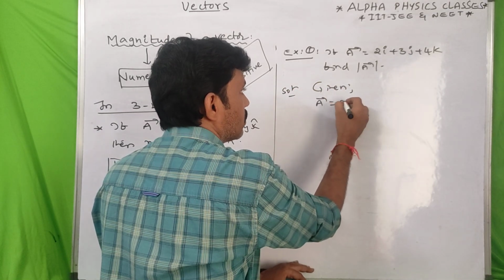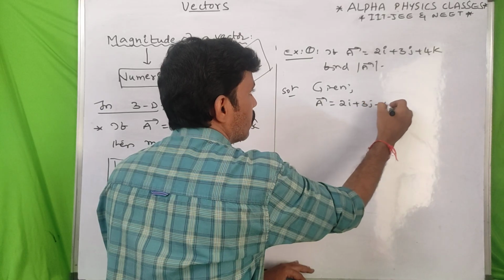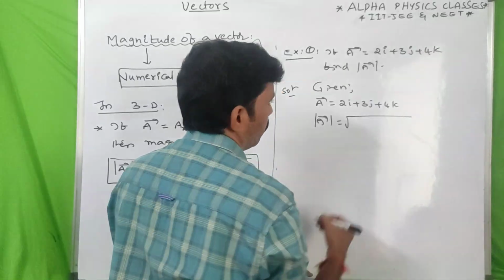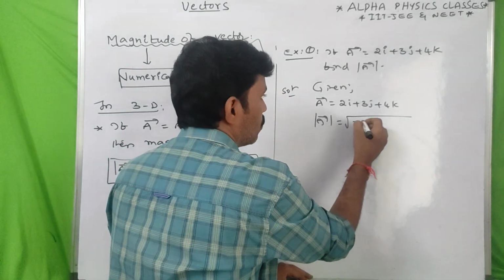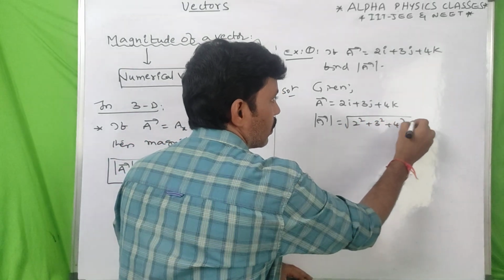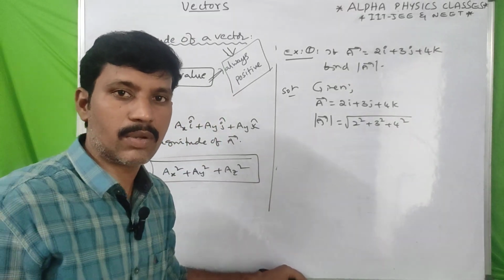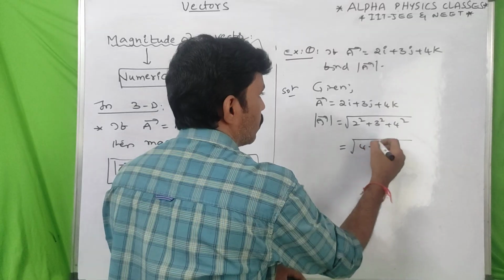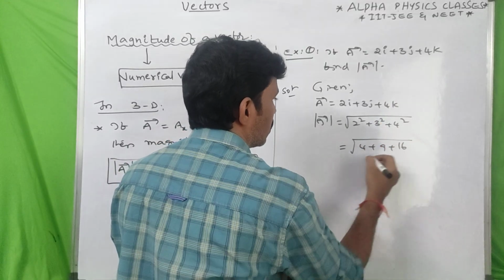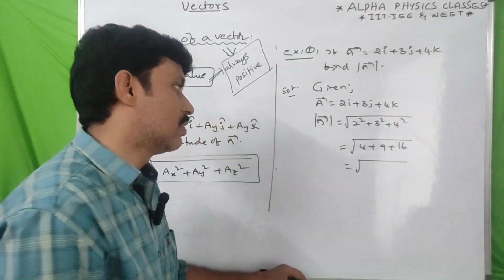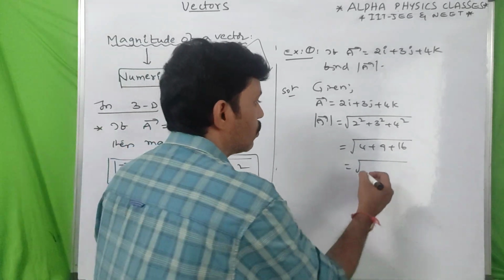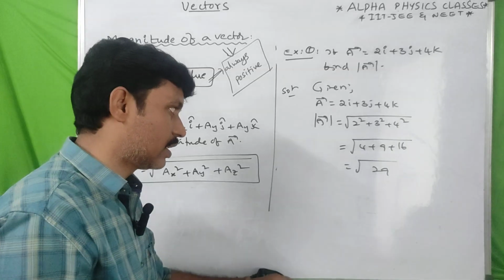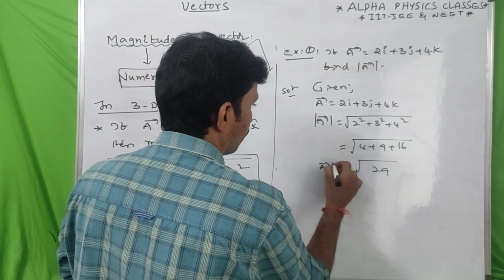Solution. Given, a bar vector is 2i plus 3j plus 4k. Modulus a bar is equal to how much? Root of 2 square plus 3 square plus 4 square. 2 square means 4, 3 square means 9, 4 square means 16. We can add all those: 16, 4, 20, 29. Root 29. If it has a perfect square, then we can get the value. So write modulus of a bar.